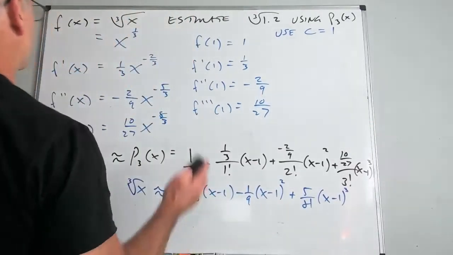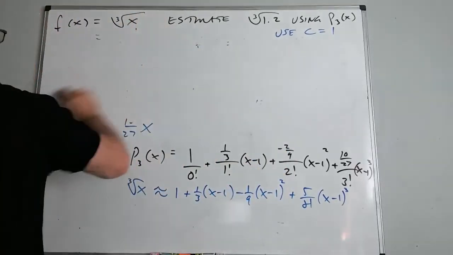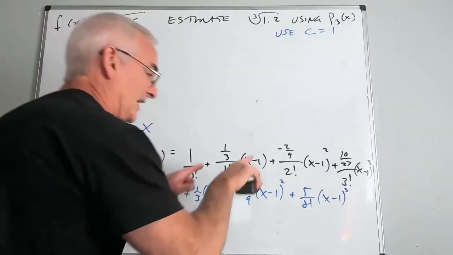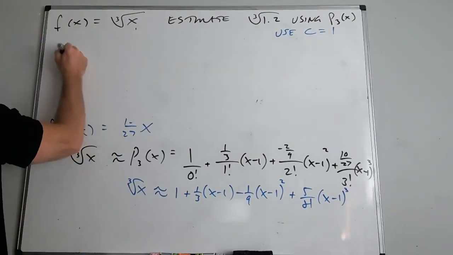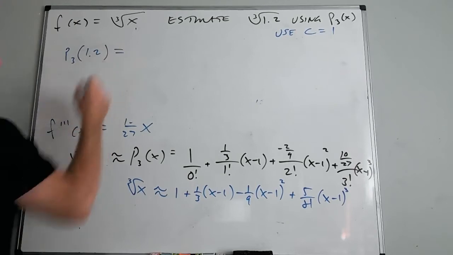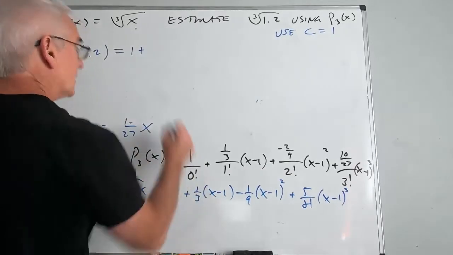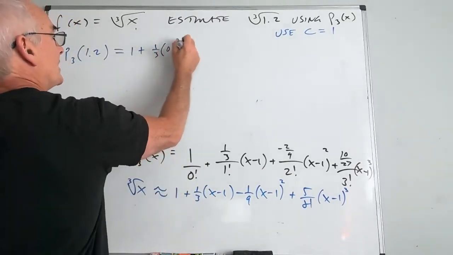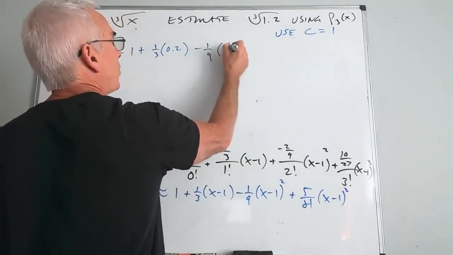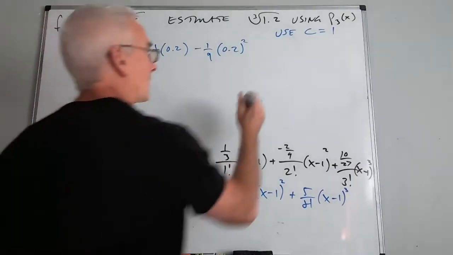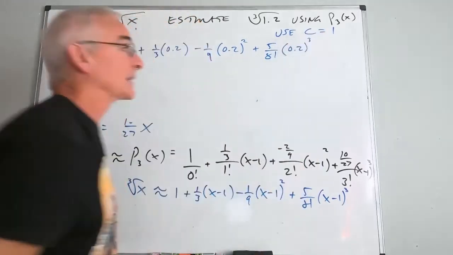But now here's the ultimate. We're going to do the calculation now. I'm going to erase this up here. I need to evaluate this at 1.2. So P3 evaluated at 1.2 is equal to 1 plus 1/3 times 0.2 minus 1/9 times 0.2 squared plus 5/81 times 0.2 cubed. Now let me get out my calculator.